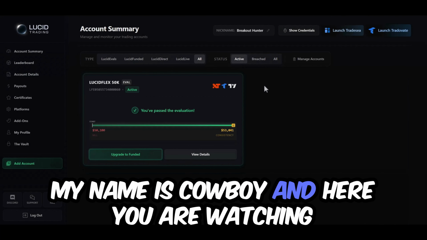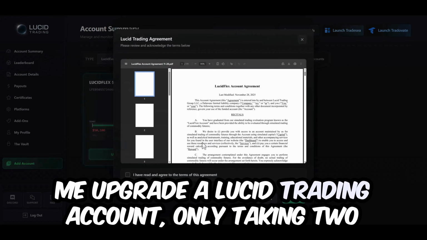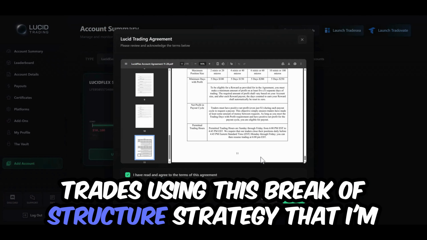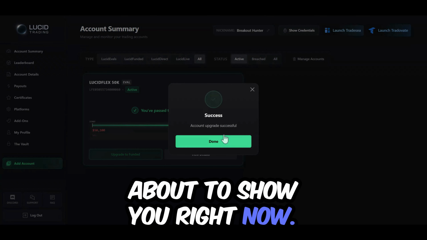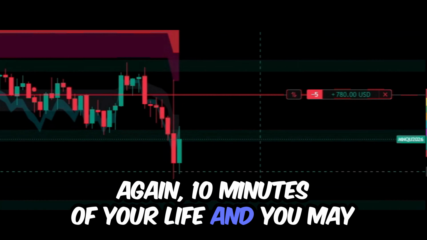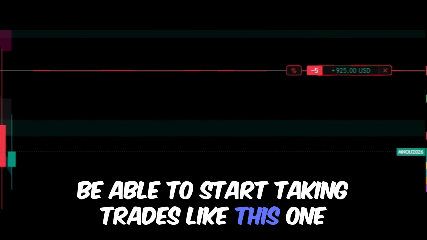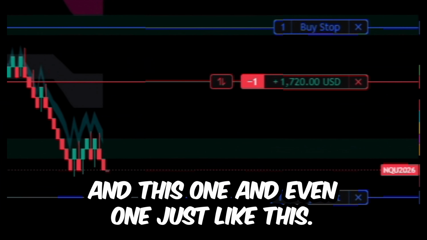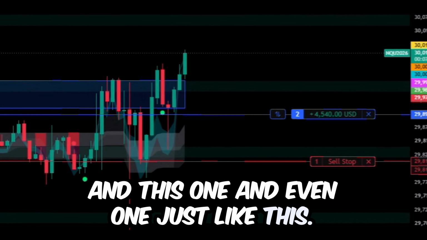My name is Cowboy, and here you are watching me upgrade a Lucid trading account, only taking 2 trades using this breakup structure strategy that I'm about to show you right now. Again, 10 minutes of your life, and you may be able to start taking trades like this one, and this one, and even one just like this.